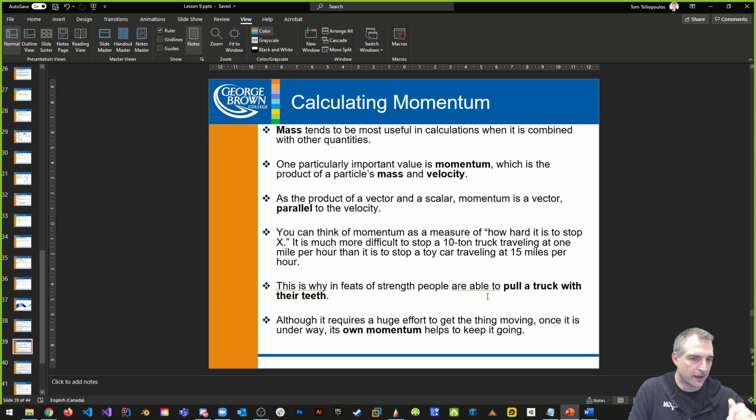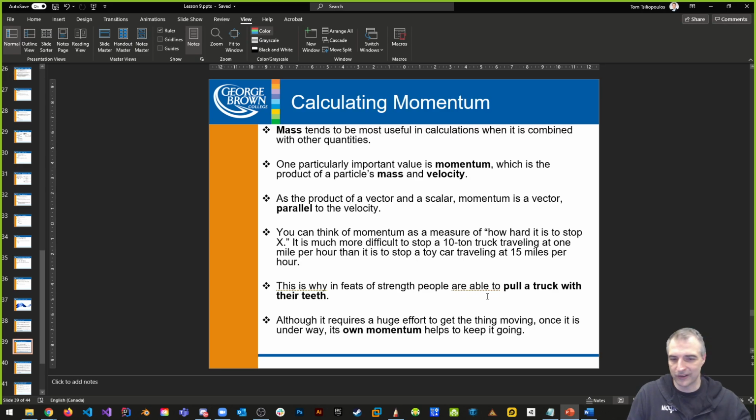The higher the velocity and the higher the mass, the greater the total momentum. So when we think about the second problem that I've given you on your assignment 3, think about increasing the velocity and increasing the mass. If I increase the mass and the velocity, I will have more momentum. When we think about momentum, the words in your mind should be, how hard is it to stop my mass with this momentum? For example, it is much more difficult to stop a 10-ton truck traveling at 1 mile per hour than it is to stop a toy car traveling at 15 miles per hour.